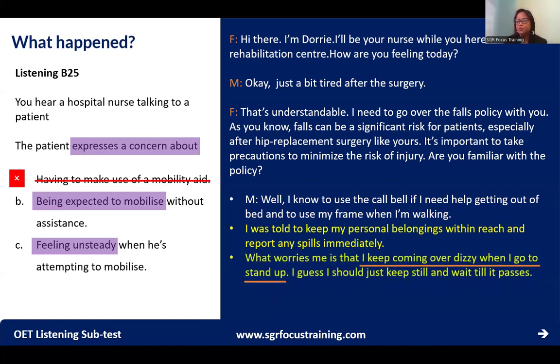So the patient then said, "What worries me is that I keep coming over dizzy when I go to stand up. I guess I should just keep still and wait until it passes." So the phrase, what worries me, is synonymous to the word concern. And then the words dizzy and standing up are synonymous to option letter C, feeling unsteady when he is trying to move. The movement or the mobilization is standing up and dizzy is unsteady. So our correct option is letter C. I hope everyone got that.